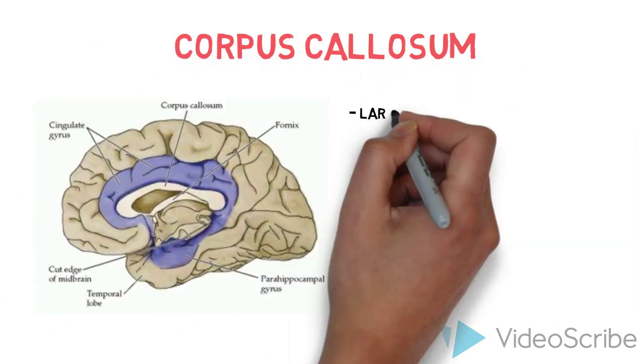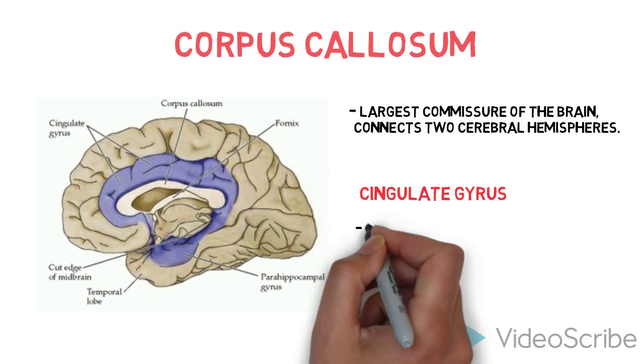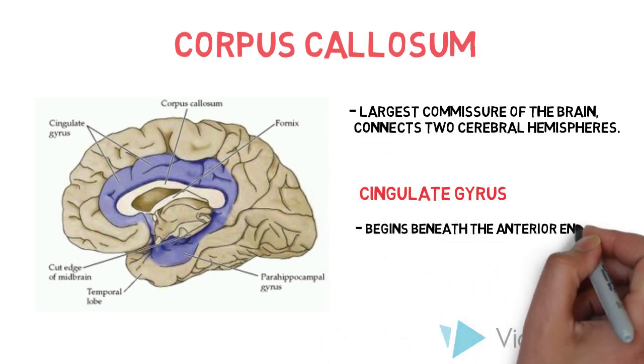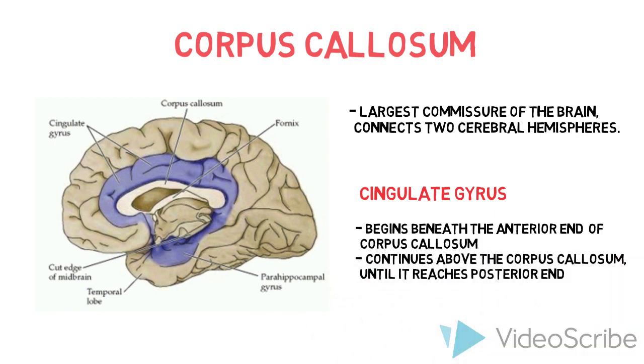The corpus callosum is the largest commissure of the brain which connects the two cerebral hemispheres. The cingulate gyrus begins beneath the anterior end of the corpus callosum and continues above the corpus callosum until it reaches the posterior end. Let's move on to the basal ganglia.